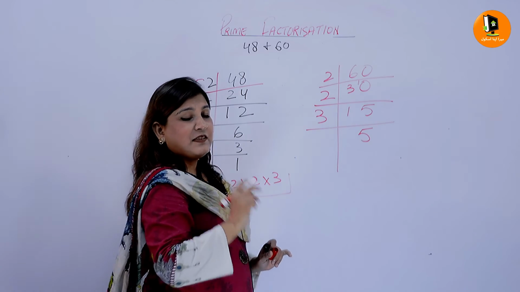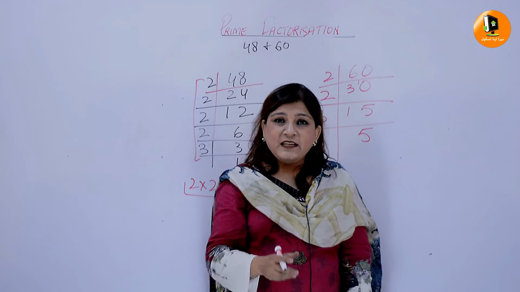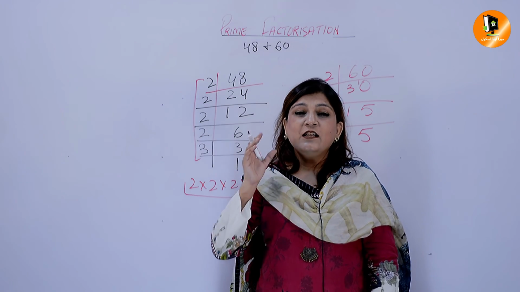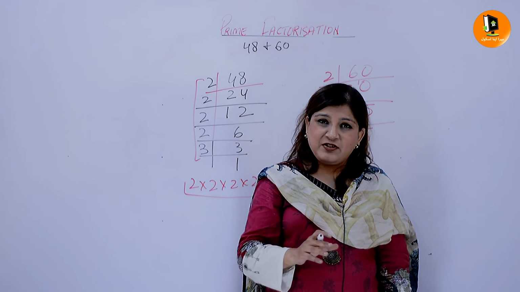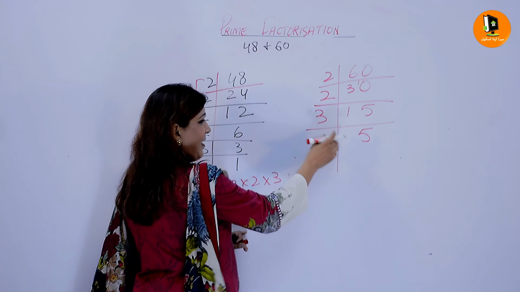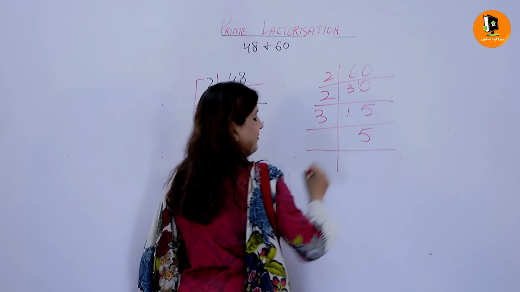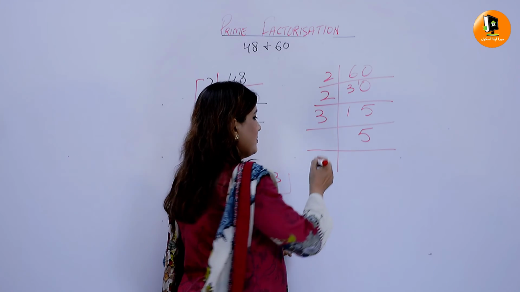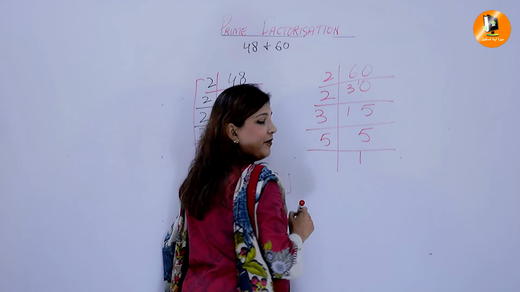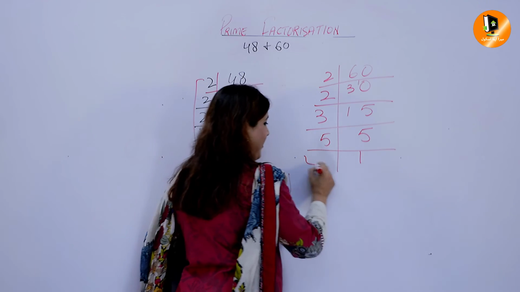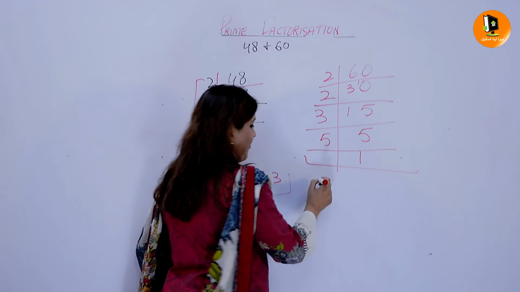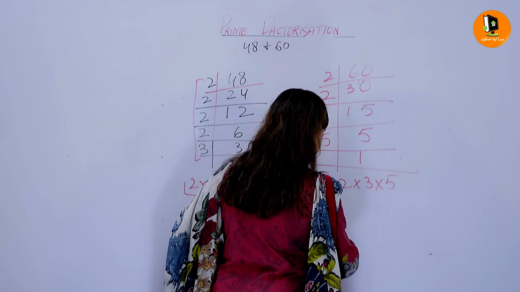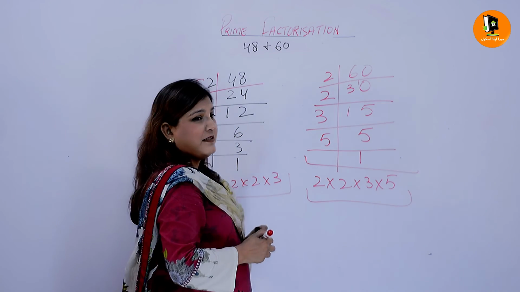Always do division with the smaller numbers. 15 comes in the 5 table also, but first of all we take the lowest number for division, that is 3. 3 fives are 15. Now we have 5, which is a prime number, an odd number which only comes in the table of 5. So we write 5 ones are 5. Now what are the prime factors of number 60? 2 into 2 into 3 into 5.